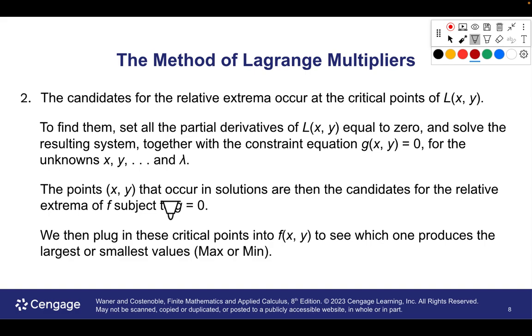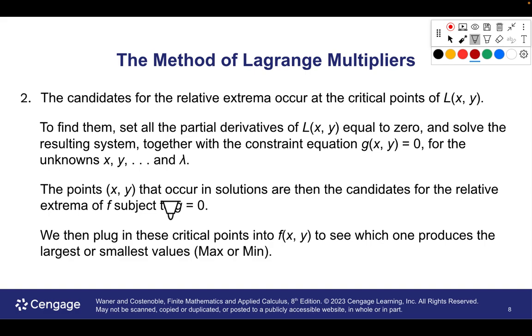And then when we plug them back into the original function, f of x, we see which one's the biggest or which one's the smallest. We don't have to do a second derivative test. In the book, they tell you this function doesn't do well under the second derivative test, so it doesn't really apply here. So all we're doing is we use this to find critical point candidates. We plug them in here.